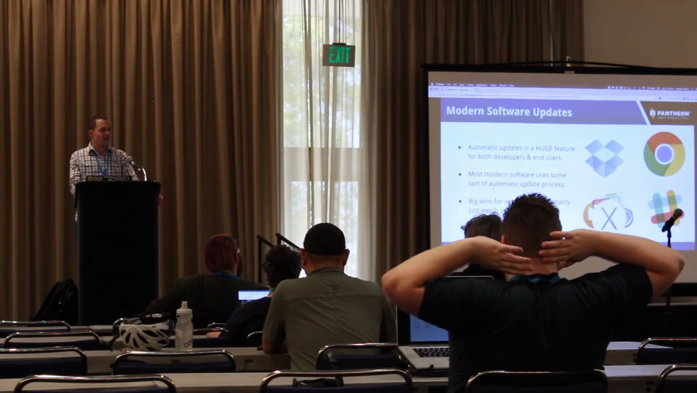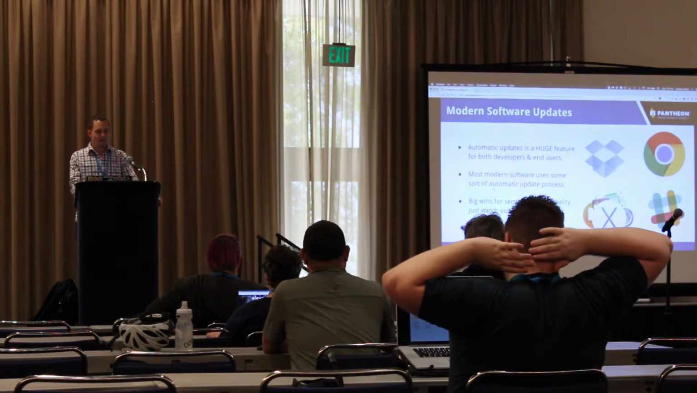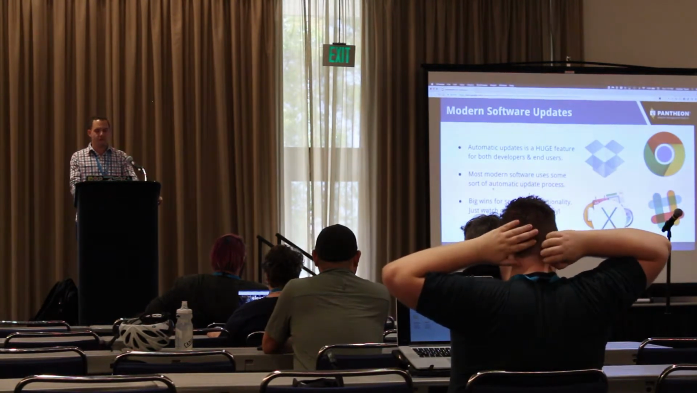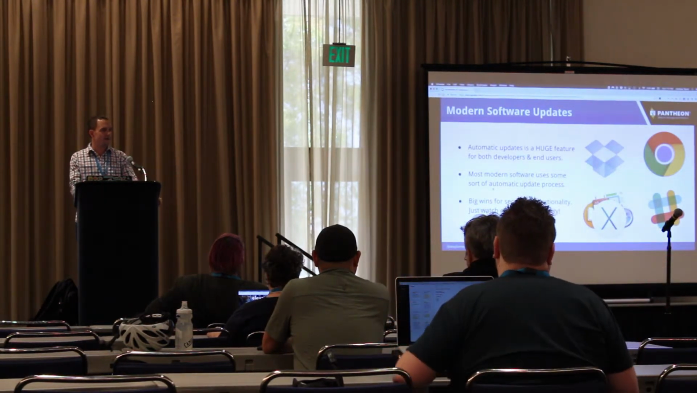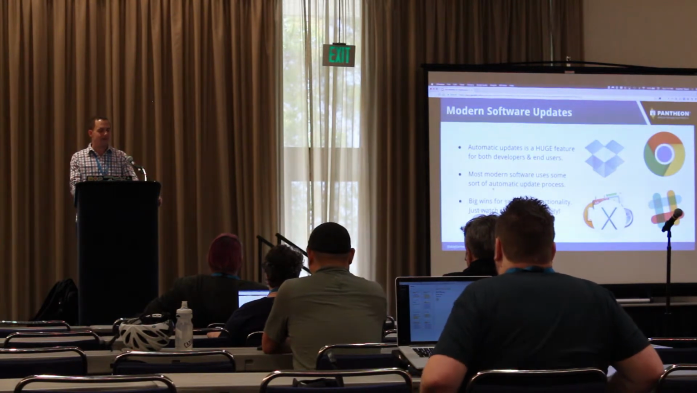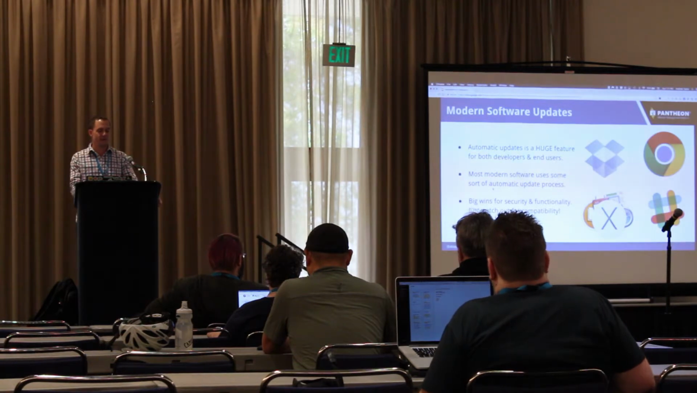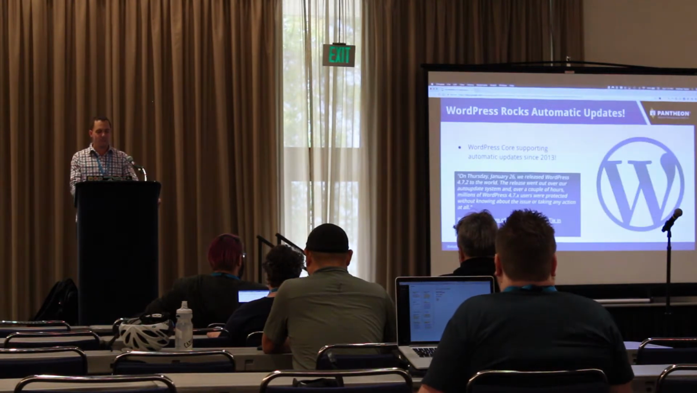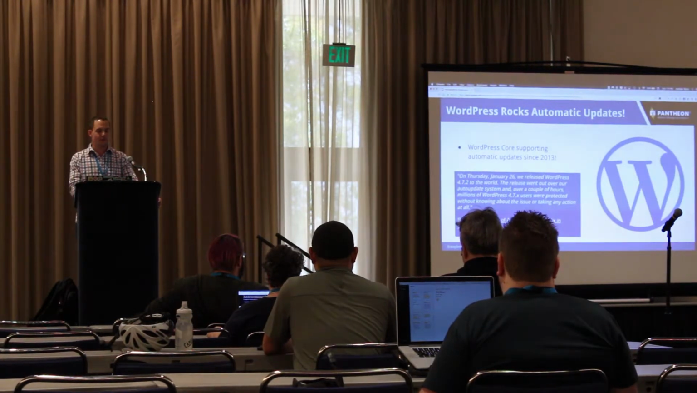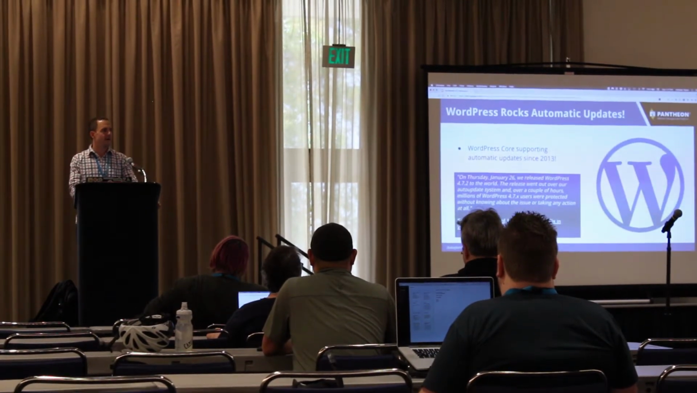Well, modern software updates don't work like this. You have Dropbox or Chrome or Slack or whatever. A lot of software automatically updates itself. So it's huge for security, functionality. How can we get that in WordPress? WordPress Core has had automatic updates since 2013, but they only update Core and they only update minor versions.